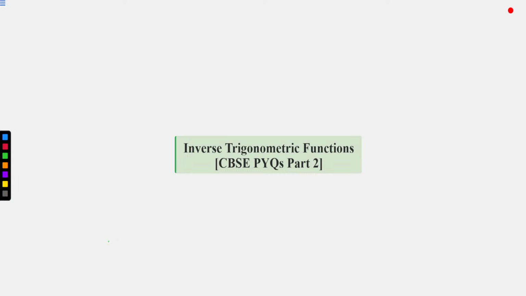So in today's lecture, we will solve some CBSE previous year questions based on the chapter inverse trigonometric functions. So let us start.